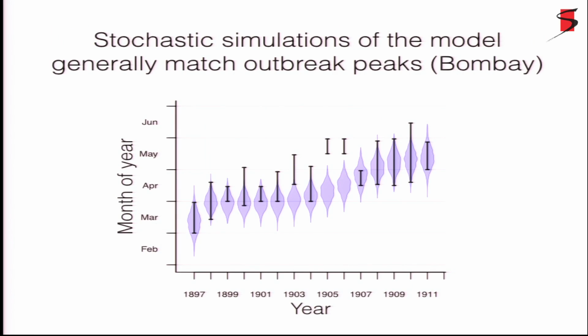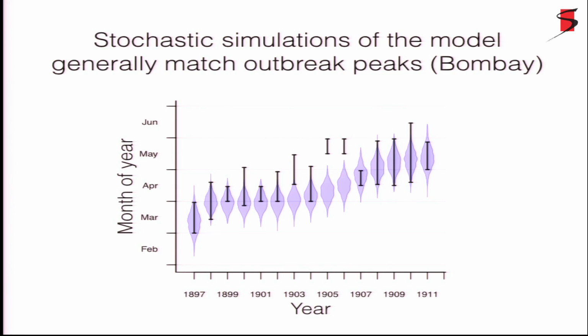So this is over 1897 to 1911. The data that we have from the India Plague Commission, of course, was aggregated over months. So what we did was multinomial subsampling to ascertain when the peak possibly could have been, because we don't really know the day of the peak. But in the stochastic simulations, we know the day of the peak.